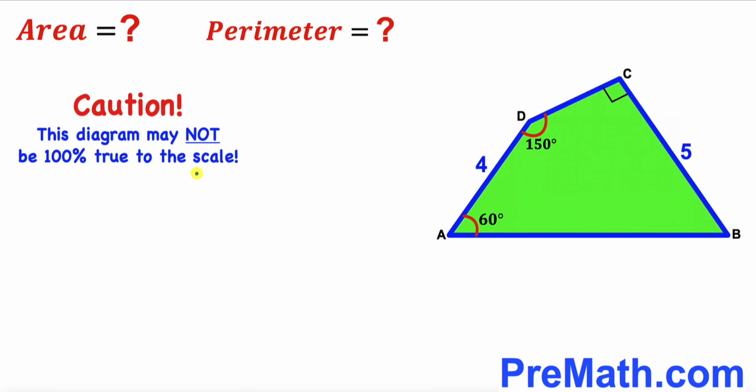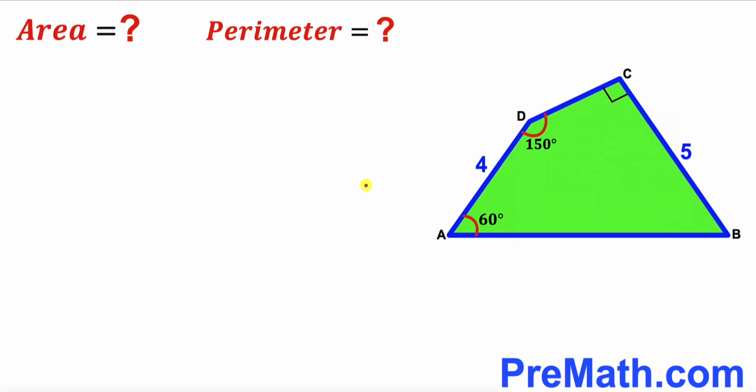Please keep in mind that this figure may not be 100% true to scale. Let's go ahead and get started. Here's our very first step. Since we are interested in calculating the area of this green shaded quadrilateral, and the perimeter as well, we know these two side lengths are known. So our task is to calculate this side length AB and this side CD length as well.